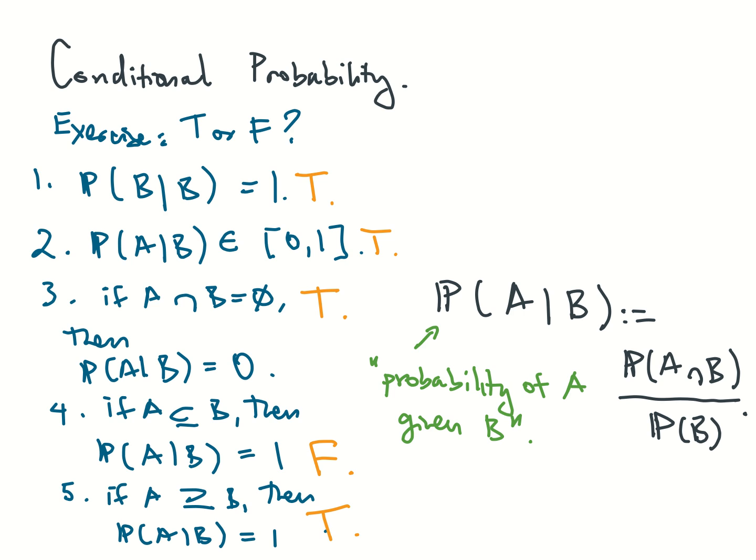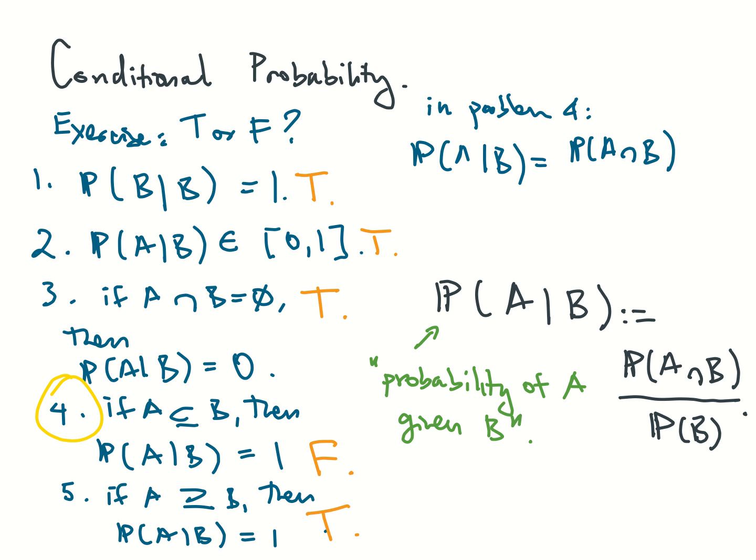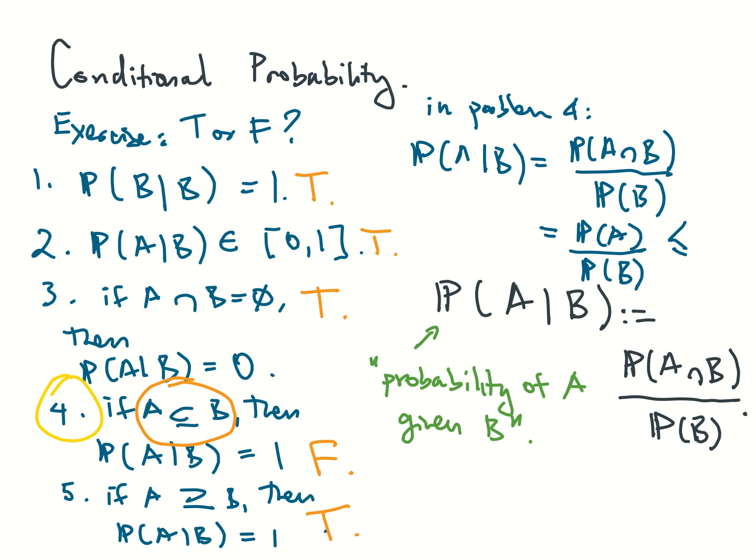For example, let's look at problem 4. Probability of A given B is the probability of A and B divided by probability of B. Because A is a subset of B, then this is the probability of A divided by probability of B. This number can be smaller than 1. In fact, it can be 0. For example, if A is the empty set.